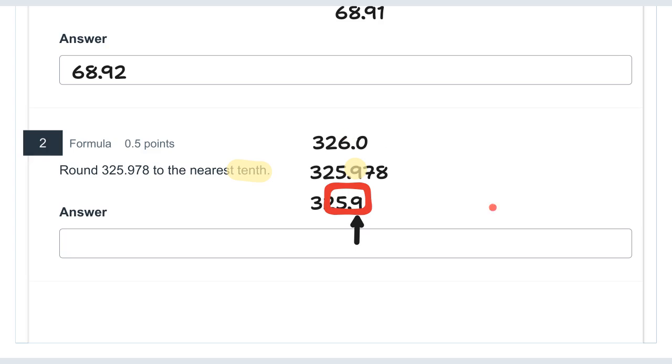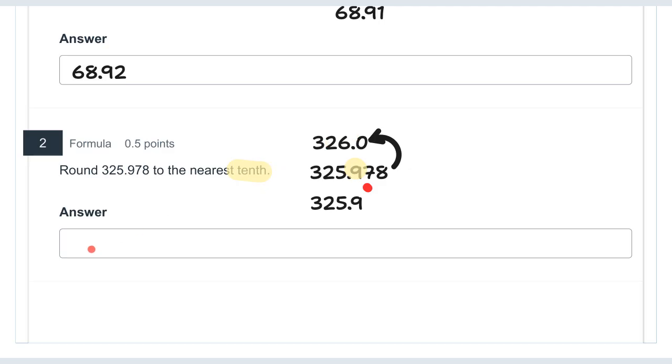All right. So again, when we increase the 9, we had to picture increasing the 5 and the 9 together. So we increased 59 to 60. Back to the rounding stage. What comes after our 9 is a 7. That tells us to round up. So we increase to the higher one, 326.0.